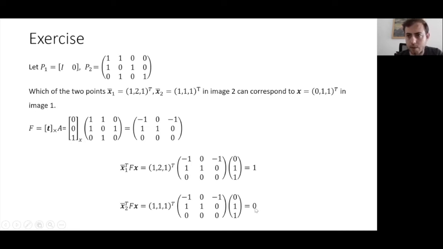So what does it mean? Which is the right point? X2 bar, right? Because it should be 0 for a corresponding point. Okay, so it doesn't mean that this is a corresponding point. It just means that it can be a corresponding point because it is on the corresponding epipolar line.